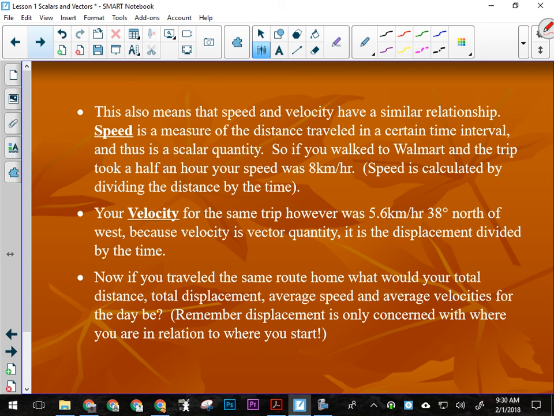All right, so this should be a review here from Science 10, just kind of definitions here. Speed is a measure of the distance traveled in a certain time interval. So its units are like meters per second or kilometers per hour or things like that. Same with velocity. Velocity is your change in position over time. So it's got meters per second or kilometers per hour along with a direction. Okay, and so these are just the answers to what we did before, the 8 kilometers per hour, and the 5.6 at 38 degrees. Okay, so it's the calculations we did from that previous diagram.